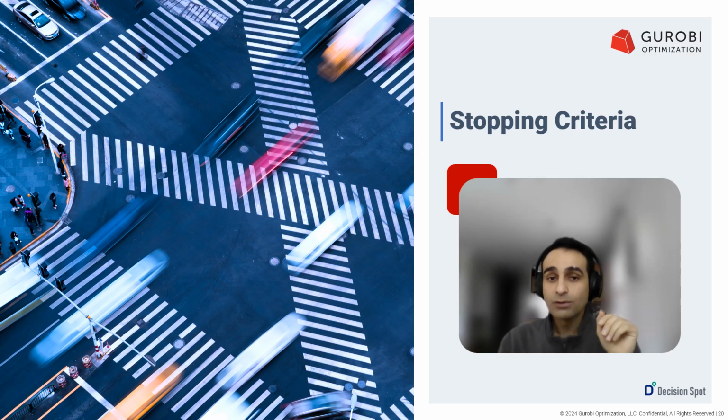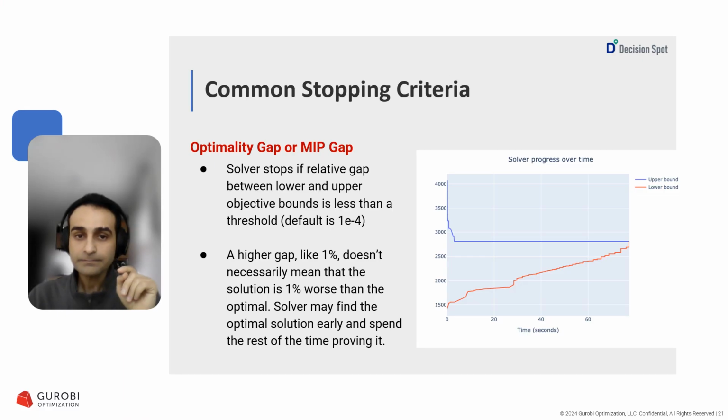All right, now let's talk about something else that you should always pay attention to when solving your optimization models, and that's the solver's stopping criteria. Stopping criteria, as the name suggests, are conditions that determine when an optimization process should stop. Choosing the right stopping criteria is important because it lets you balance between solution quality and the time or the computational resources required. Two of the most common stopping criteria are optimality gap or MIP gap and the time limit.